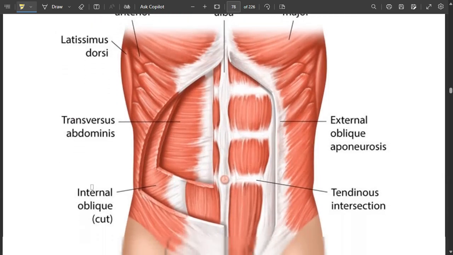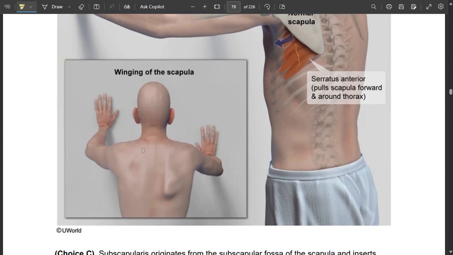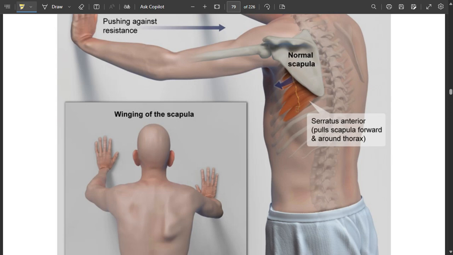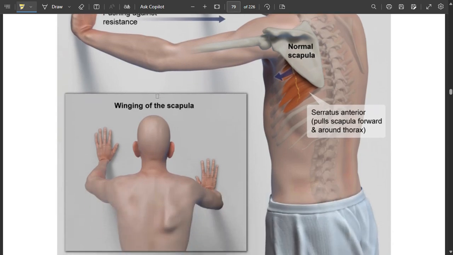Now look at the scapula when pushing against resistance: normal scapula versus winged scapula. Serratus anterior pulls the scapula forward and around the thorax. In a normal scapula, it pulls around the thorax when pushing against resistance. But with long thoracic nerve damage, the scapula cannot be pulled forward, and there is winging of the scapula.